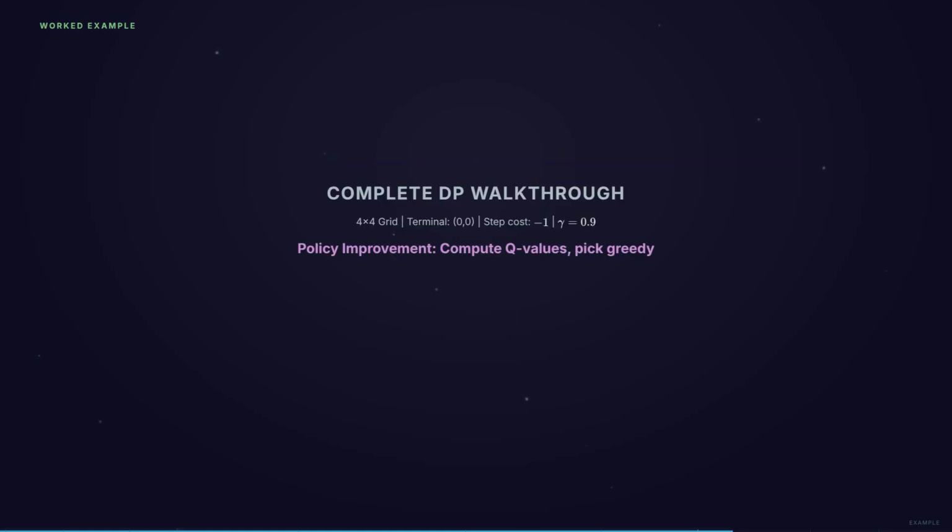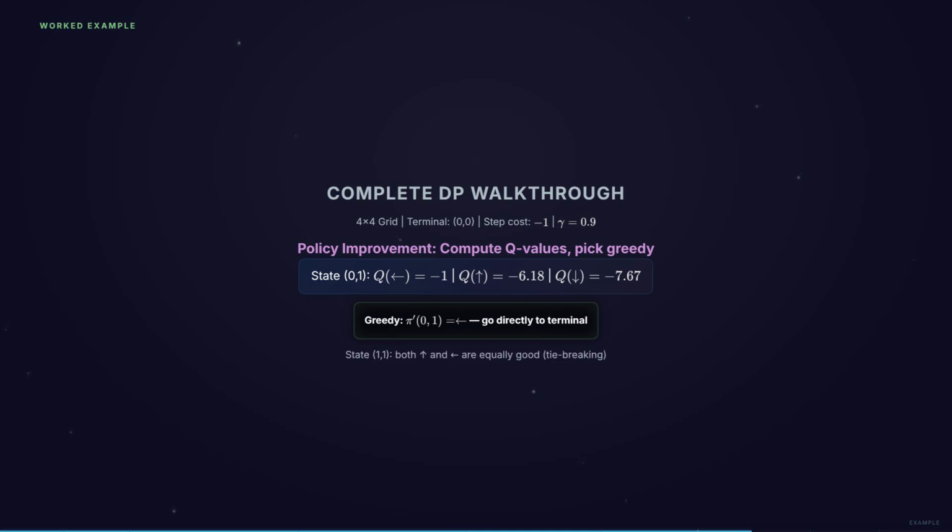Now, policy improvement. Compute Q values for each state. State 01 has Q left equals -1. That's the best action, because it leads directly to the terminal. The greedy policy says go left. State 11 has two equally good actions, up and left, because both lead to cells of equal value.